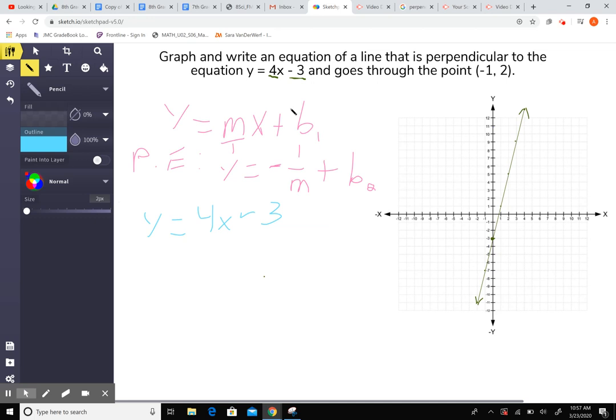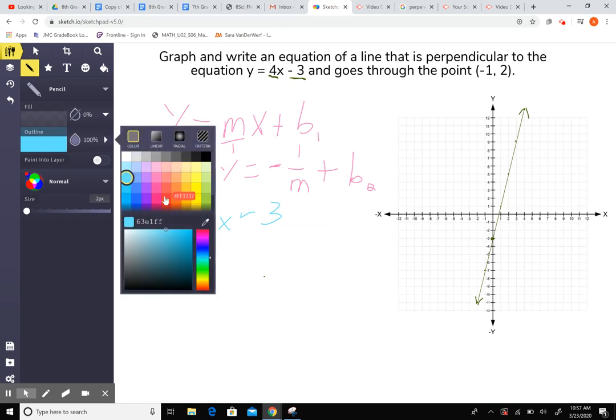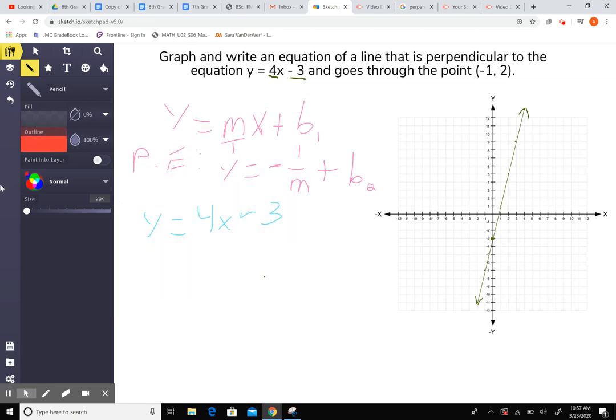But continuing where we left off, I rewrote the equation that's up here, y equals 4x minus 3, which is this line. If I'm going to write a new equation, its slope, it's still going to start out with y equals, but its slope is going to be the opposite, which means it's going to have a negative, and then I have to do the reciprocal of it.